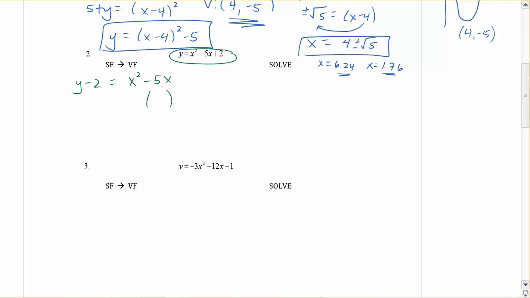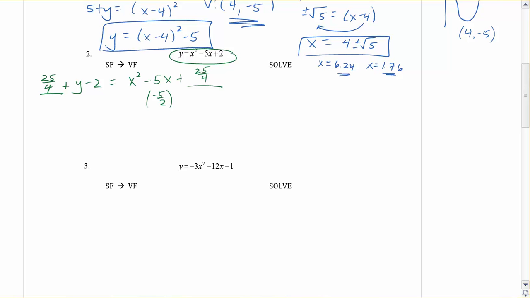When I go to take half of negative 5, just leave it as a fraction. It's negative 5 halves. Again, dividing by 2 is the same thing as multiplying by a half. I'm going to put plus whatever this number is squared. So whatever my b over 2 is, if I square it, I get 25/4. But if I add 25/4 on the right side, I have to add 25/4 on the left side.